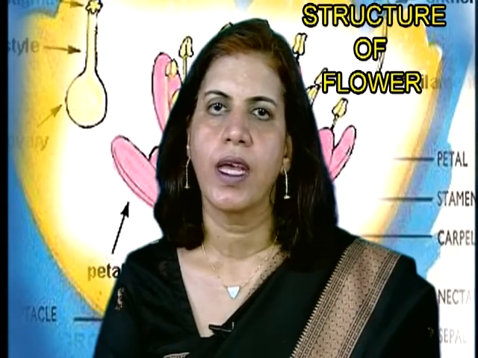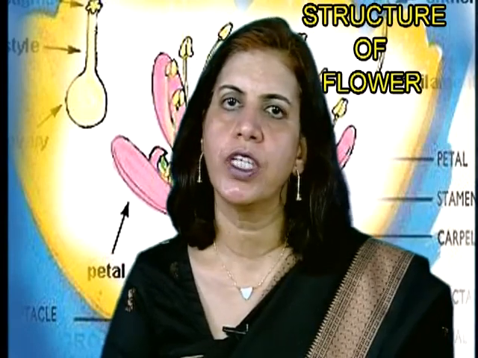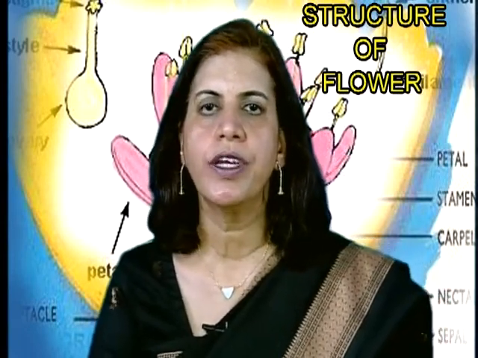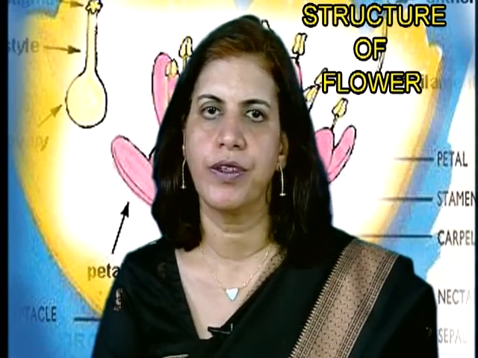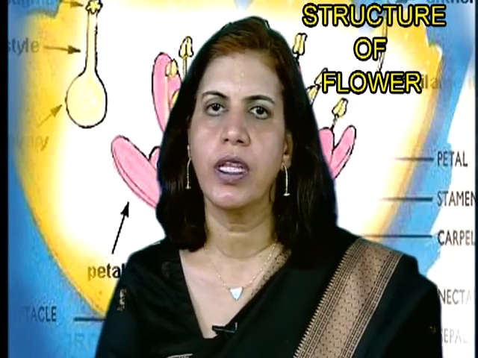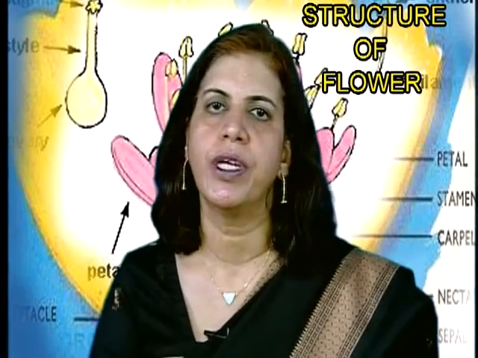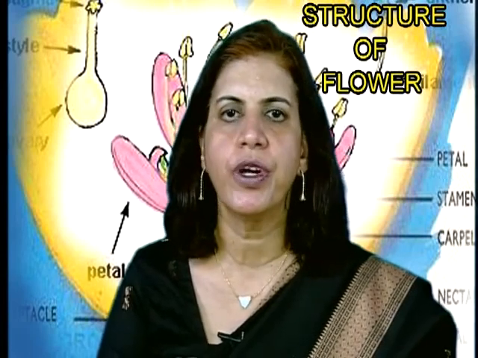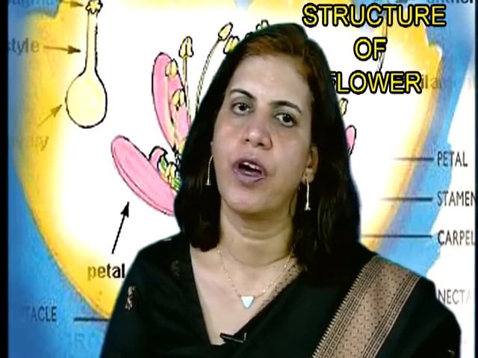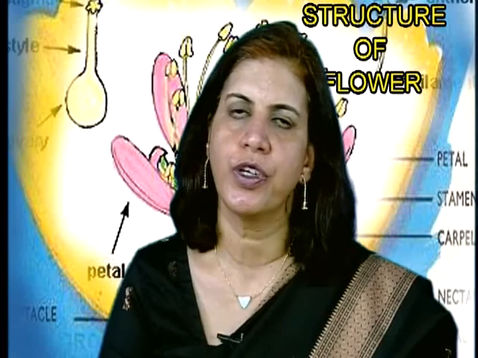The next function of flower is dispersal of seeds and fruits. Seeds and fruits, after they mature, will be dispersed from one place to another place, which will help in the perpetuation of the species. Now, you must be able to grasp a very simple topic. What was the structure of flower? What were the functions of flower?